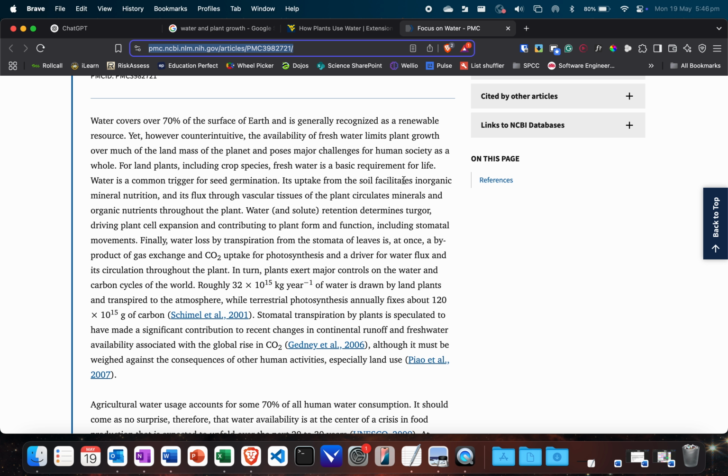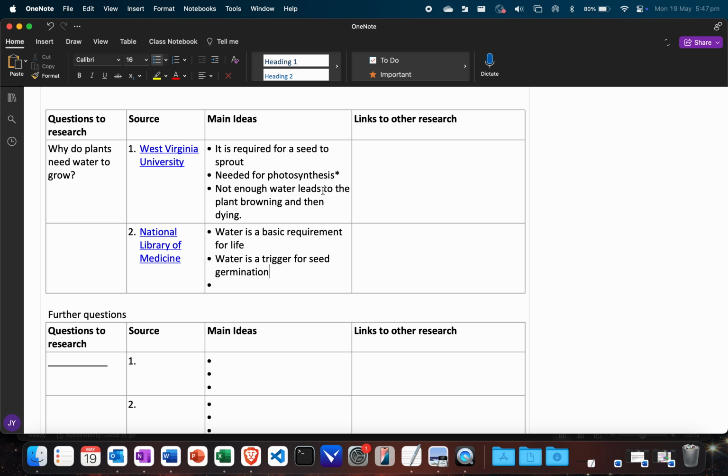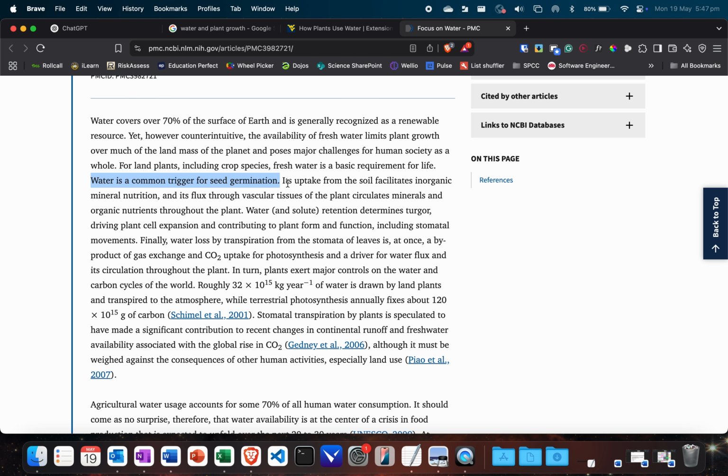So it's a requirement for life. Here we go. The very next sentence. Water is a common trigger for seed germination. Okay, that sounds important. So water is a trigger for seed germination. Ooh, I'm going to put a little asterisk there. What is germination? It's not really explained here. Okay. Its uptake from the soil facilitates inorganic mineral nutrition. Oh, geez, that's complicated.